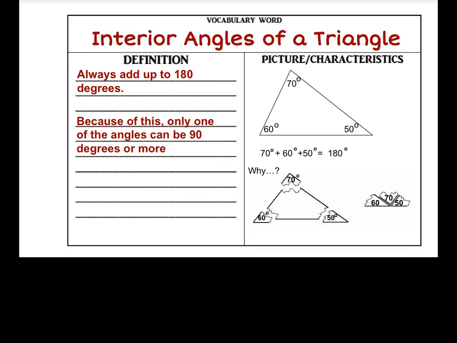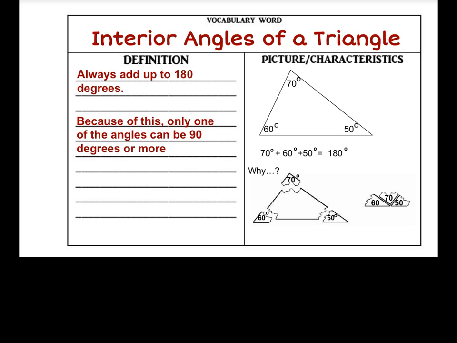Okay, your next vocabulary word is interior angles of a triangle. Just remember that whenever you're talking about the angles that are inside of any triangle, they always add up to 180 degrees. So we have this example over here. The angles in this triangle are 70 degrees, 60 degrees, and 50 degrees. And if you add them up, 70 plus 60 plus 50 is equal to 180.